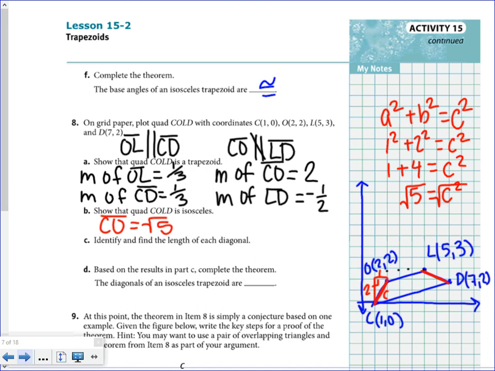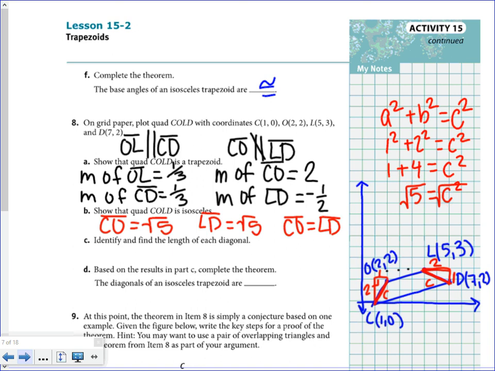The other one is LD. And if you look, 1 and 2, which is what we just did, and so our hypotenuse is also going to be square root of 5. So the length of LD is the square root of 5, which means that CO equals LD. And there you have that it's isosceles.